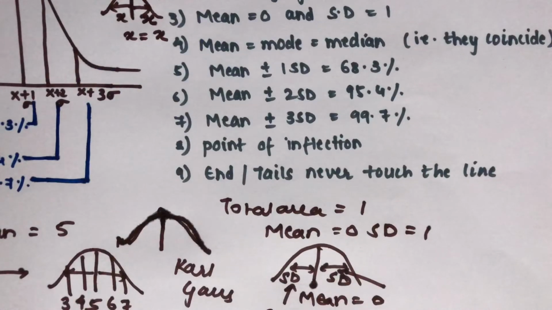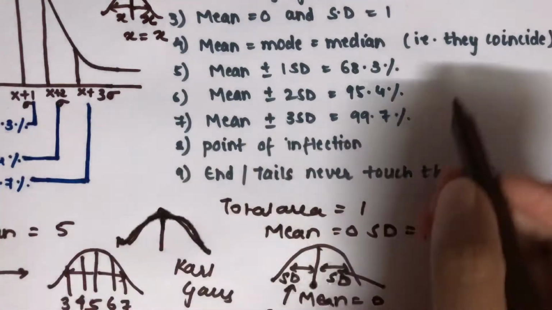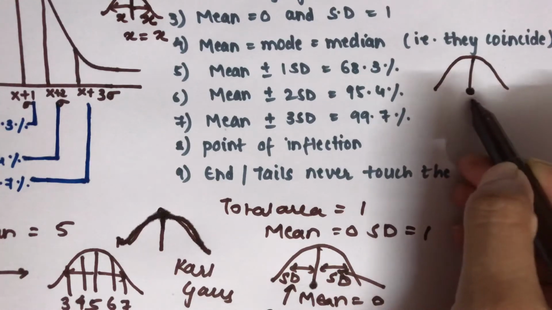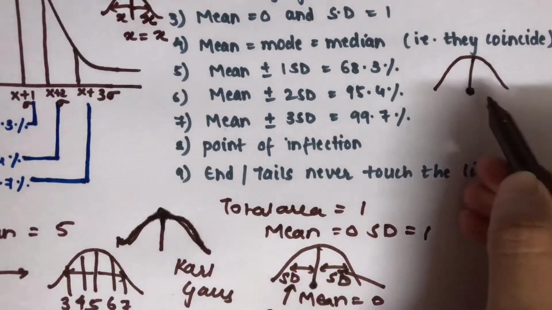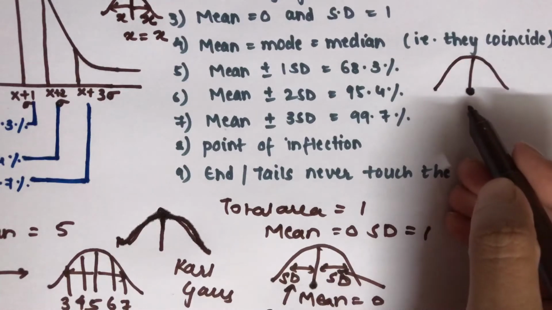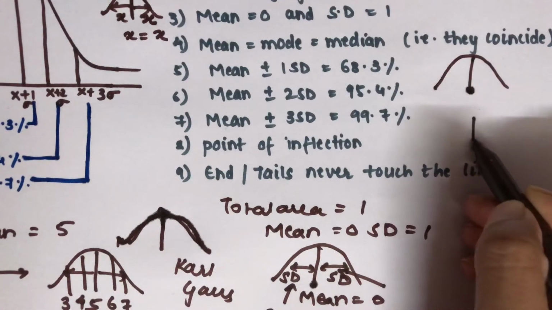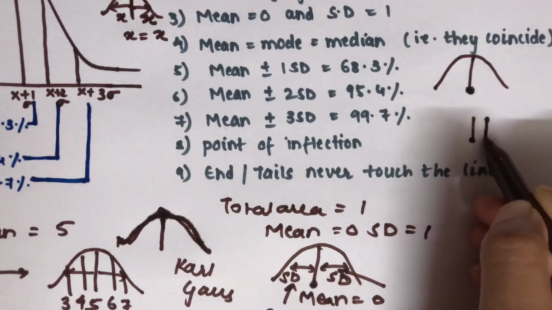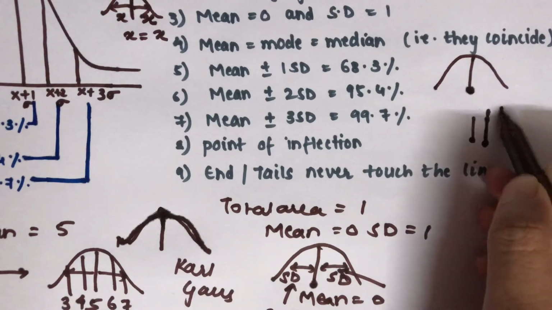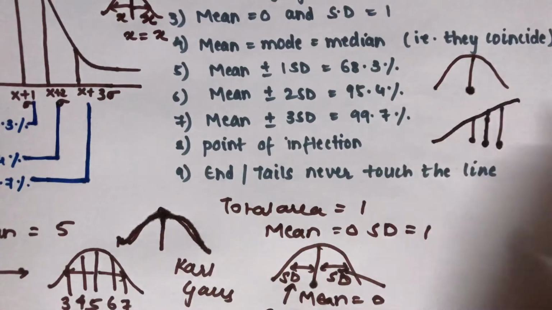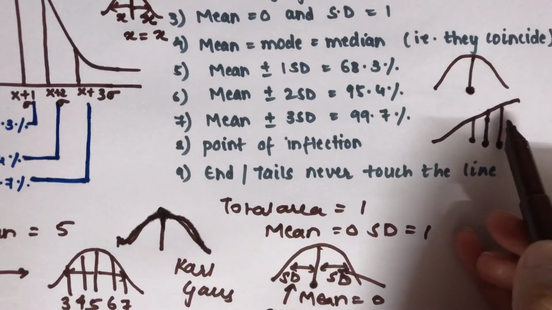Now the next feature is mean is equal to mode is equal to median. That means all these three measures of central tendency coincide. So your curve is like this. All this mean, median and mode coincide at this point. So this is the fourth feature. Now for example, if the mean, median and mode are not coinciding, if your mean is present over here, your mode is present over here and the median is present over here, then when you draw a curve, it will go like this. That means this curve is not a normal curve.